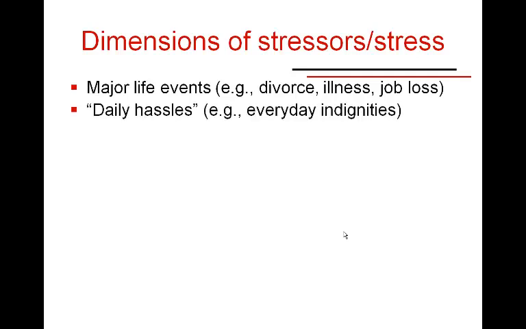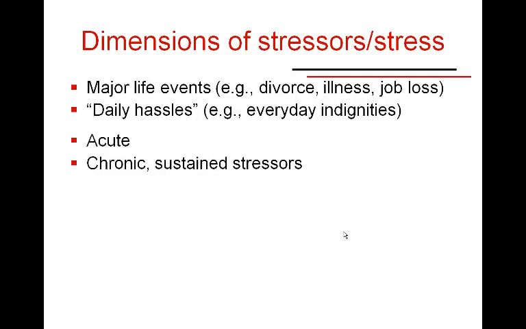In contrast to things that are more characterized as ongoing daily hassles, everyday indignities, things that are perhaps not as momentous as life events, but are referred to as more ongoing, everyday types of insults or struggles that are stressful in nature. Another dimension is the extent to which stressors are acute versus chronic and sustained. And that distinction between a chronic stressor and an acute stressor can correspond very neatly to the distinction between major life events, which tend to be more acute, and daily hassles, which tend to be more chronic and sustained.